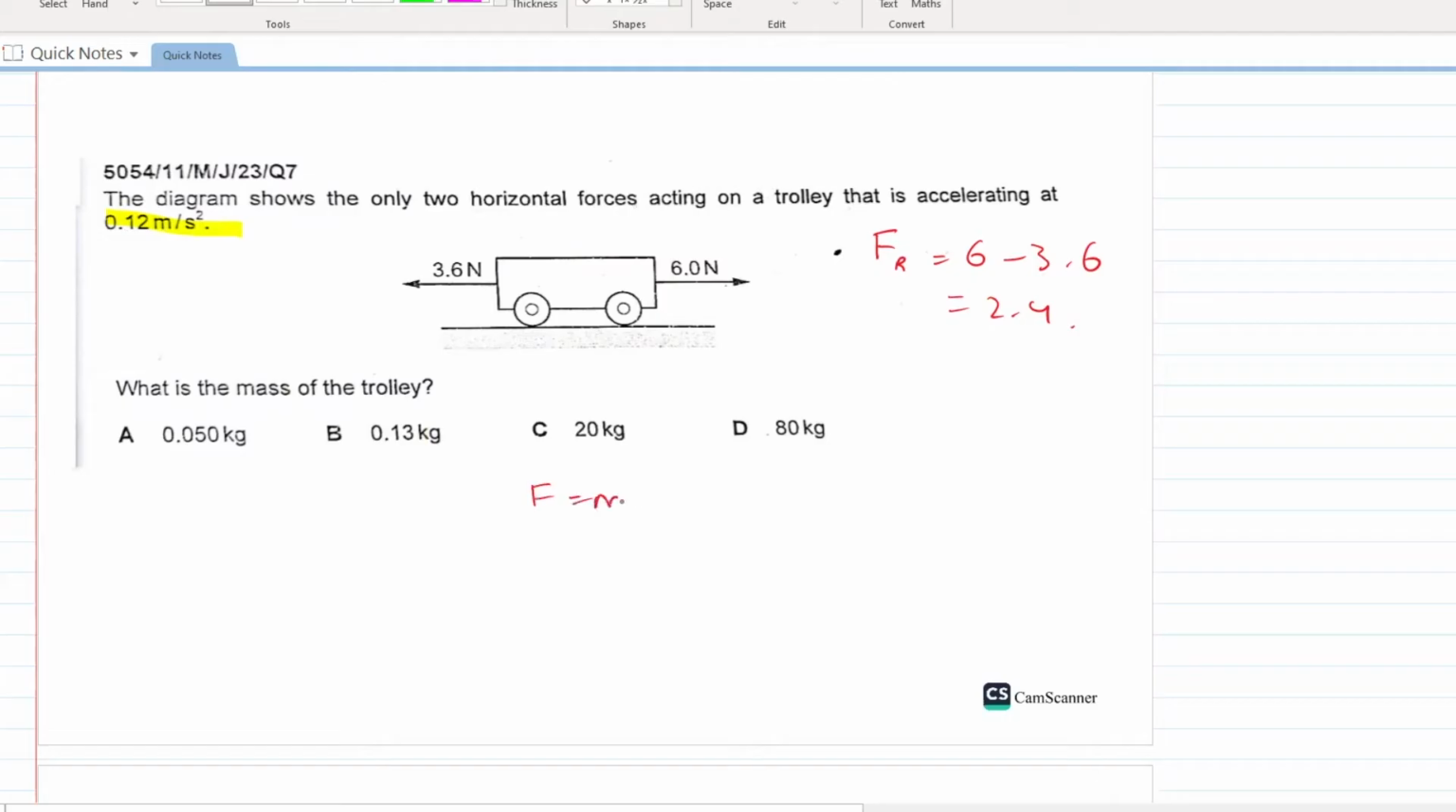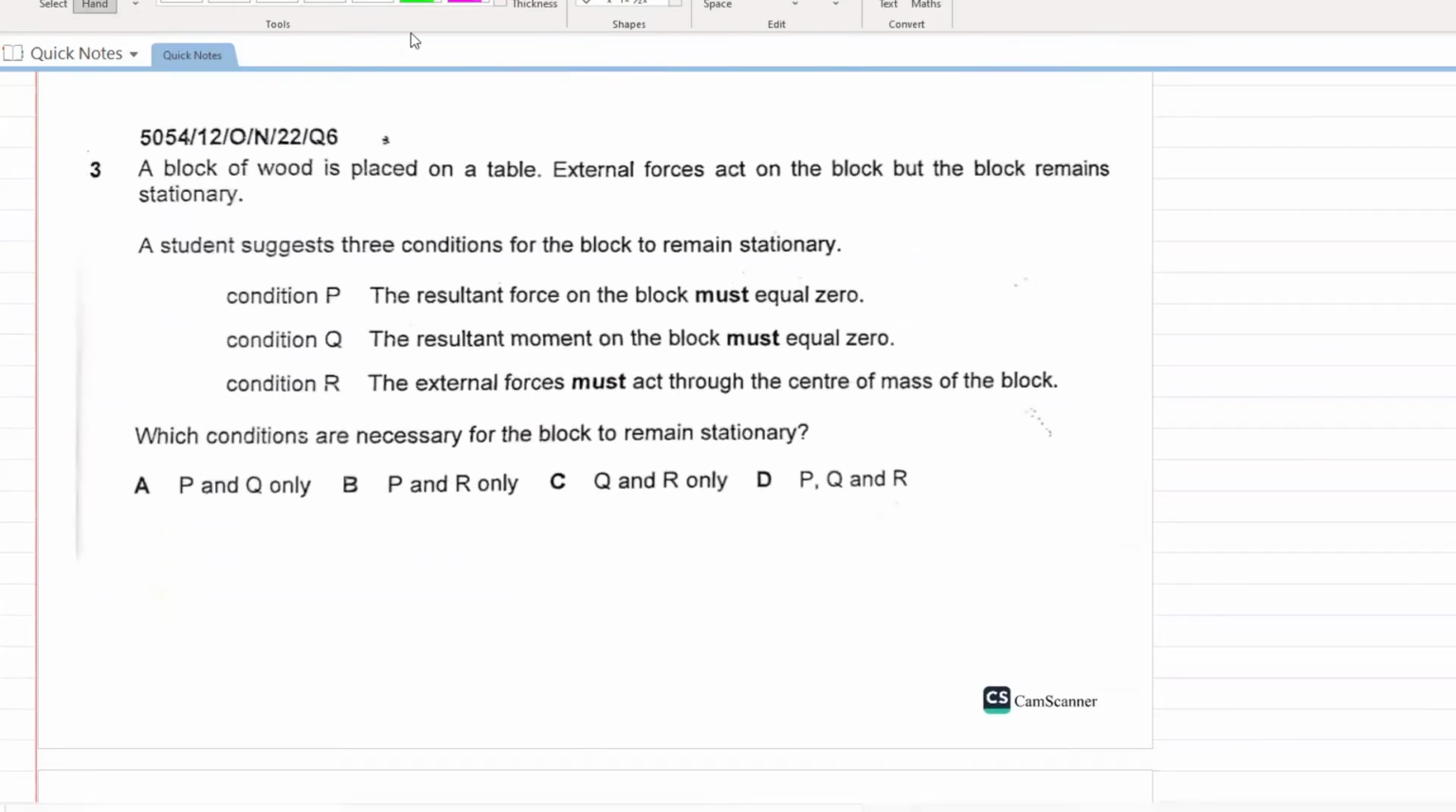F is equal to ma. 2.4 is equal to m into 0.12. 2.4 divided by 0.12. If you put it in the calculator, you will get an answer of 20 kg as your answer. C is your answer. Let's further move ahead.